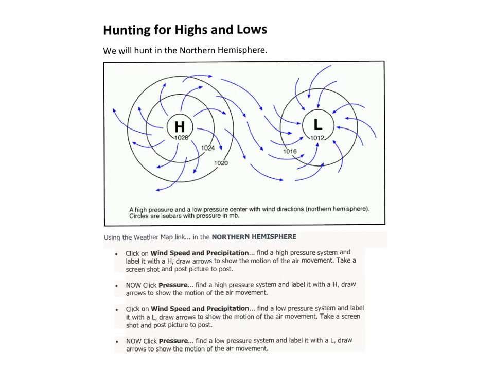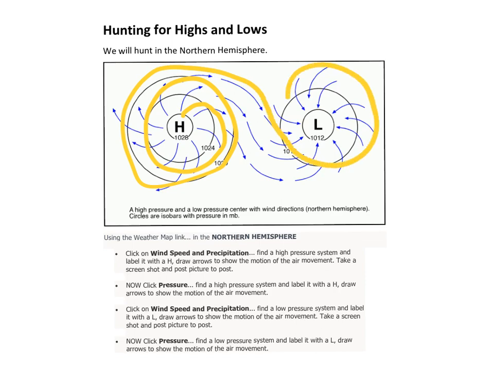In our assignment today, we are going to be hunting for highs and lows. We will be hunting for these in the northern hemisphere. So we will be looking for high pressure systems by looking for this clockwise rotation. Low pressure systems will be moving counterclockwise. We will be using the Ventusky link provided to hunt for these highs and lows.